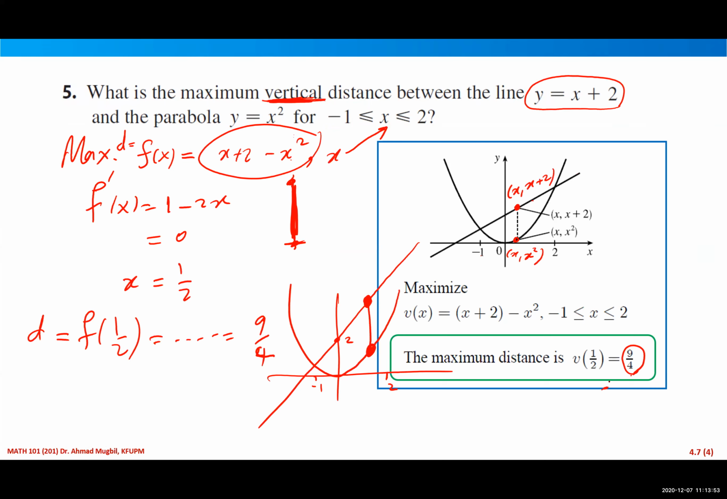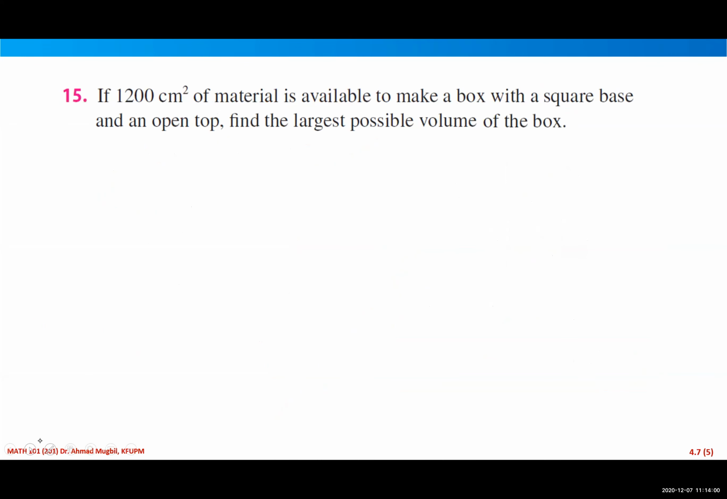Excellent. Any other questions, Shabab? Okay. Let's go to the next problem. Again, we will just set the formula. If we can have the formula, it will be easy. Now we have here what?